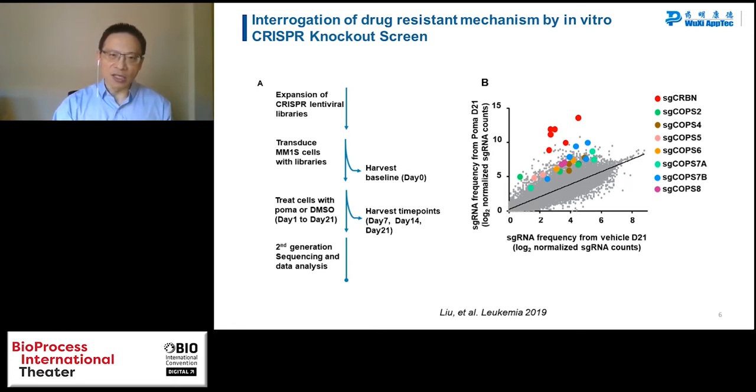Cereblon is a direct target of pomalidomide. As you can appreciate, all the guides against cereblon could be identified after the cells are exposed to the compound. Surprisingly, we also pulled out almost all of the components of the COP9 signalosome. We eventually figured out that the COP9 signalosome regulates the activity of a different E3 ubiquitin ligase, which regulates the turnover of cereblon.